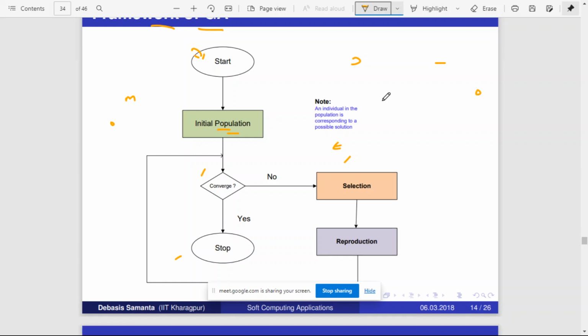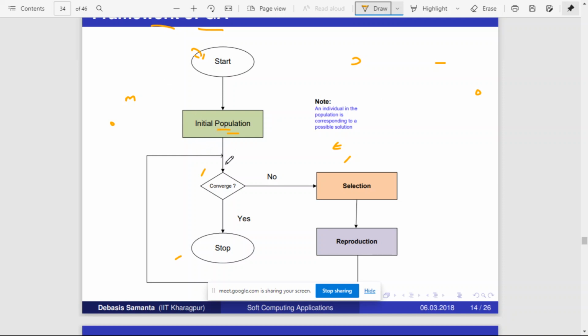Each individual in the solution is what? Each individual in the population is called what? Each individual is a possible solution, right? Each individual is a possible solution.